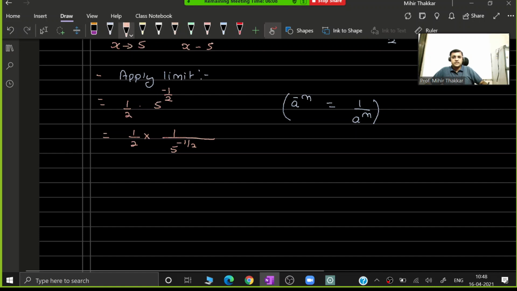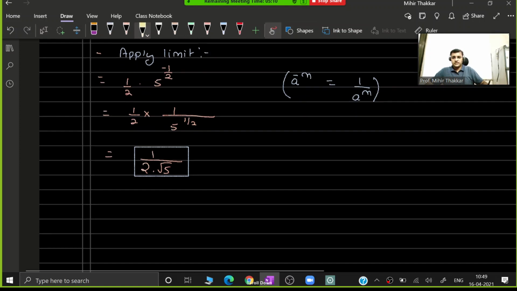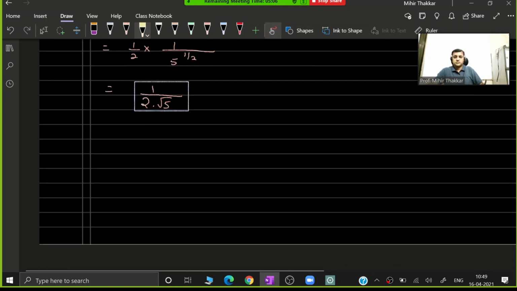So what is 5 raised to 1 by 2? It is root 5, and it will come over here. So in this case, my answer is 1 upon 2 into root of 5. So this becomes our final answer. Let us see one more example and then we'll go with our exercise questions.